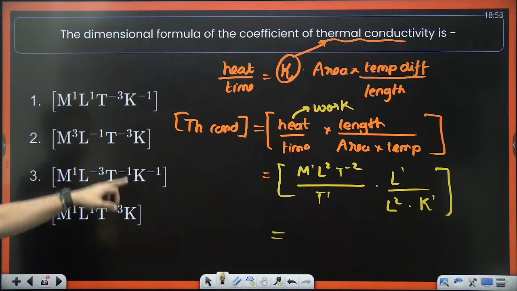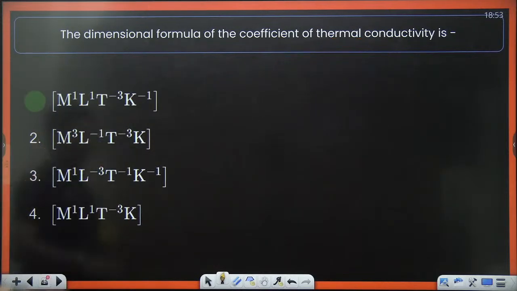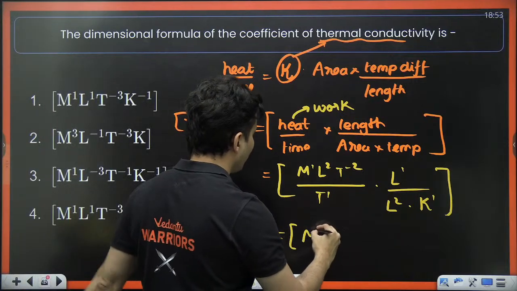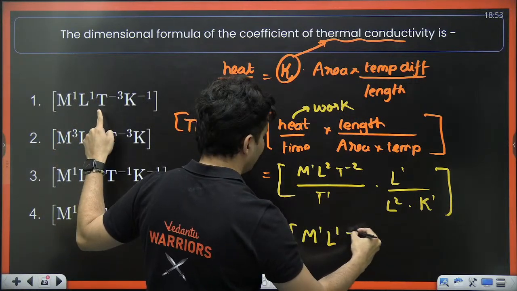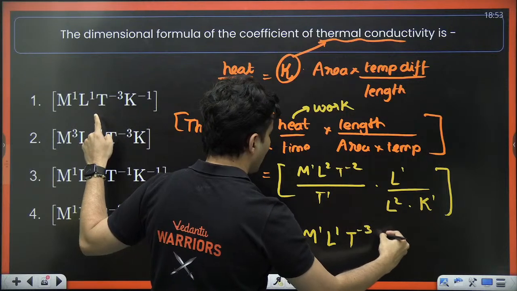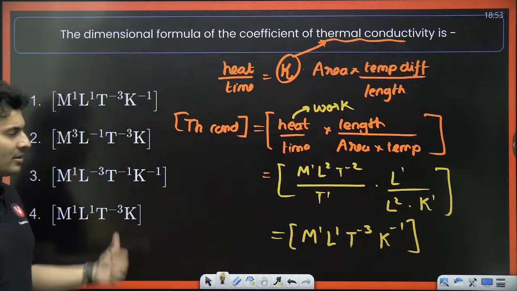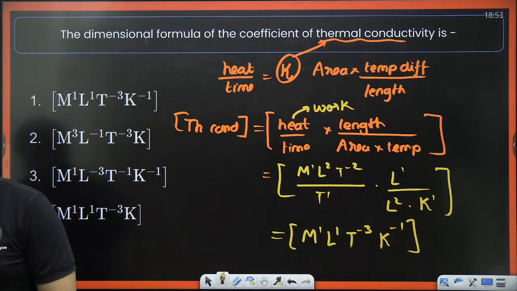Just check if it is option A. M1 L raised to 1 T raised to minus 3. Yes. You should get M1 L raised to 1 T raised to minus 3 and temperature raised to minus 1. That should be the answer. Straightforward if you know the formula.